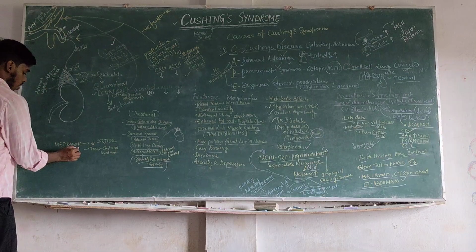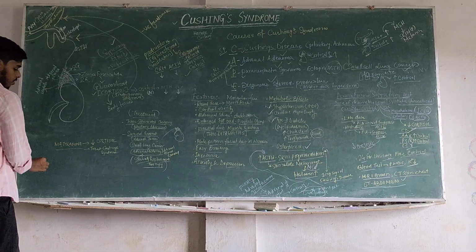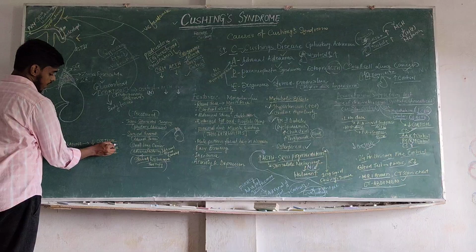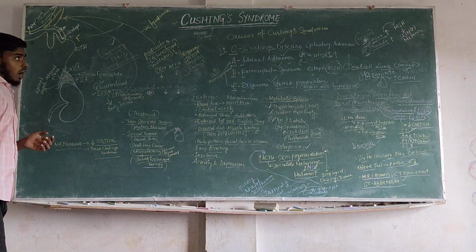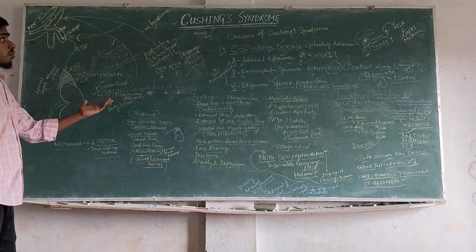And one medicine called metyrapone is used to decrease the level of cortisol and treat Cushing syndrome. So I think this is all about Cushing syndrome.